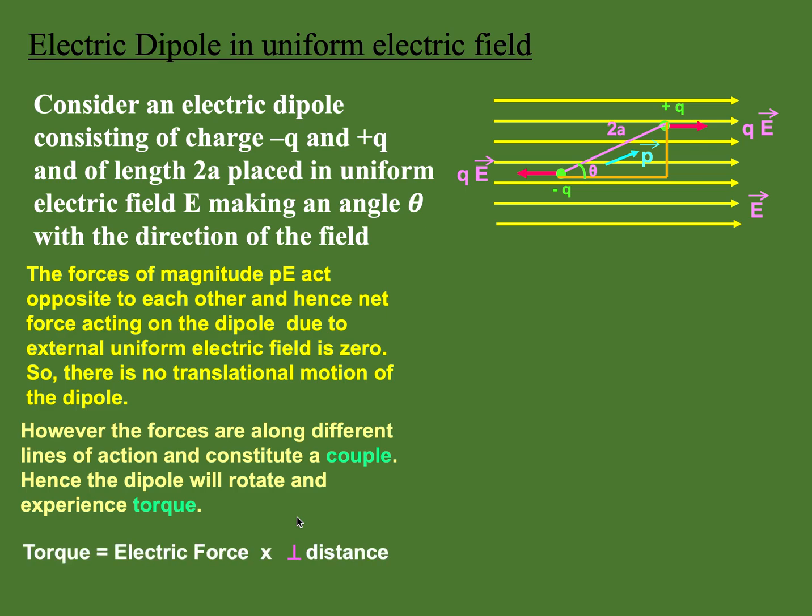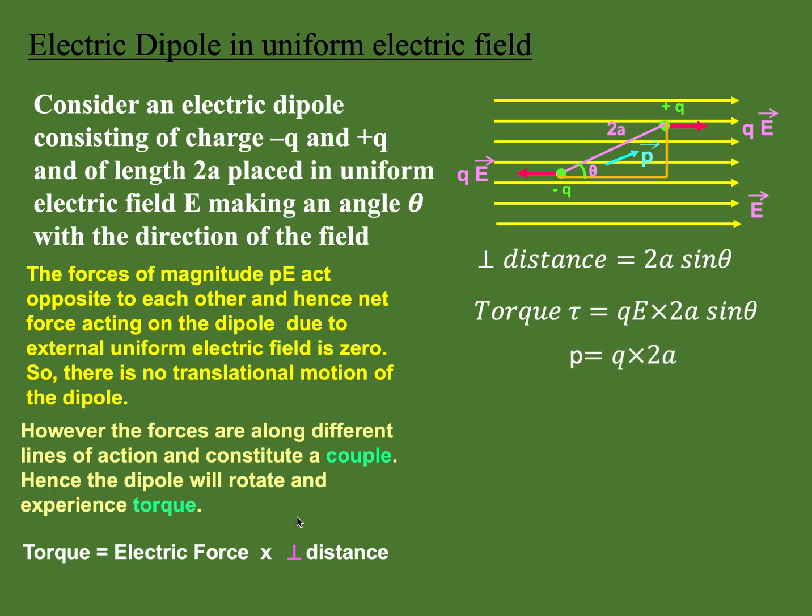So the torque tau is equal to the electric force into the perpendicular distance. From the diagram, the perpendicular distance is equal to 2a sine theta, and the torque tau is equal to the magnitude of either force into the perpendicular distance, that is qE into 2a sine theta. According to the dipole moment concept, p is equal to q into 2a. If I substitute in the previous equation, then tau is equal to pE sine theta.